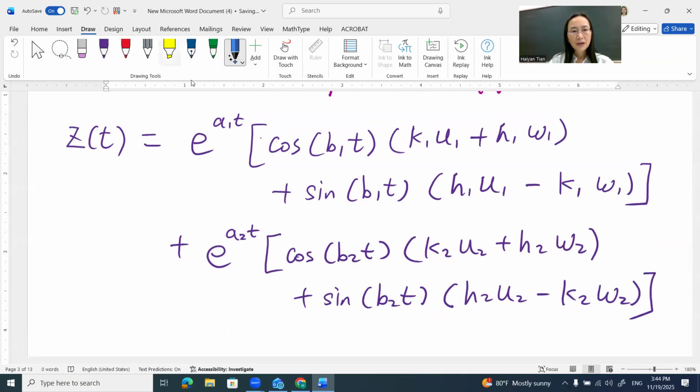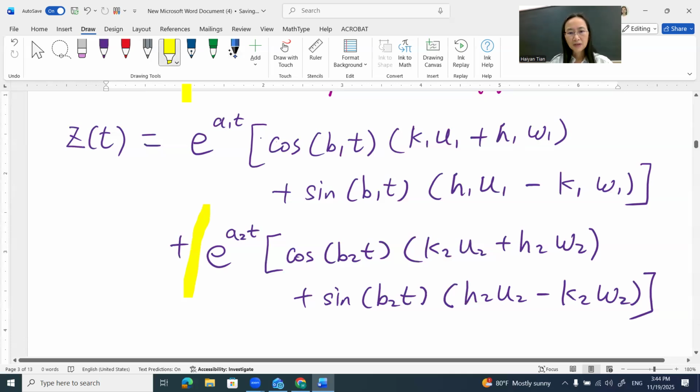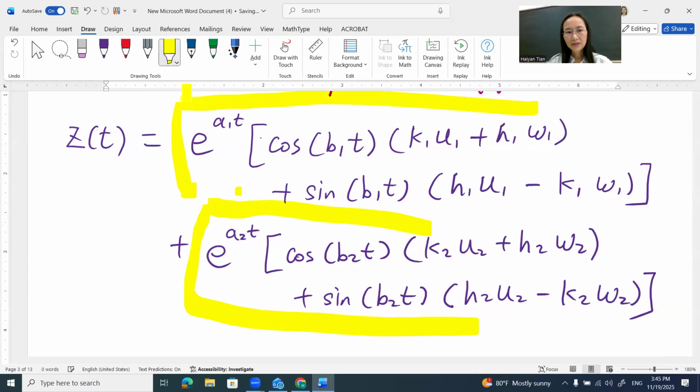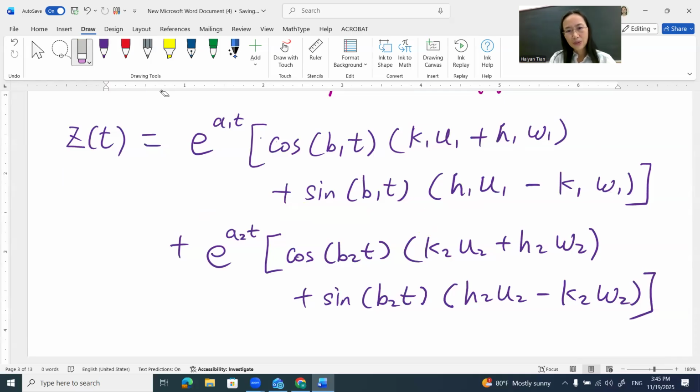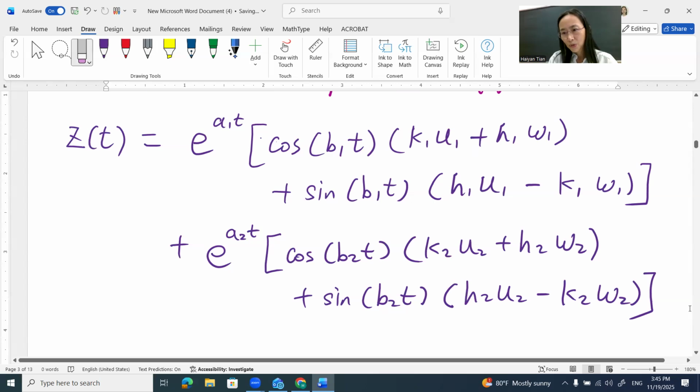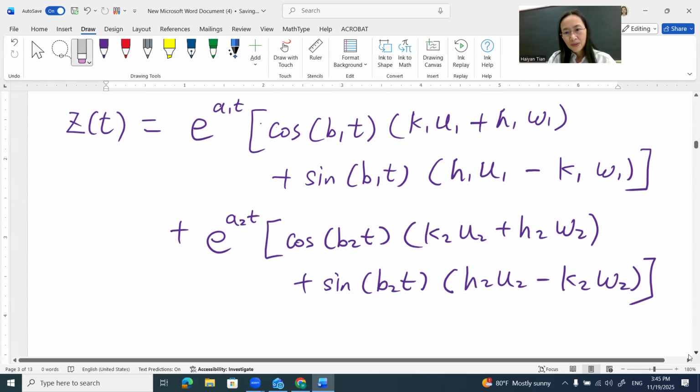If you compare this part with this part, that's the same. For each j, we have the same construction. Then we add them up, and that will be the solution for the system. So that's just a remark. We have the sum from 1 to 2, and that's all we need, since p is 2 for this example. Then we have a general solution.